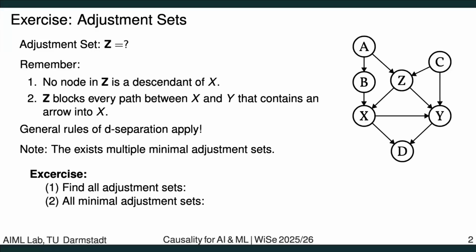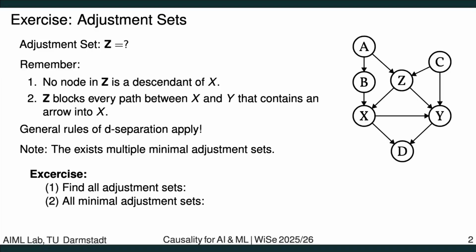So again, in this adjustment set, we can have no descendants of X, and it needs to block every path between X and Y, so every backdoor path in this graph. Has anybody an idea or a suggestion what variables to choose? Either B and Z or Z and C. Okay, so B and Z or Z and C. Why exactly those? Because they block the information flow from X to Y.